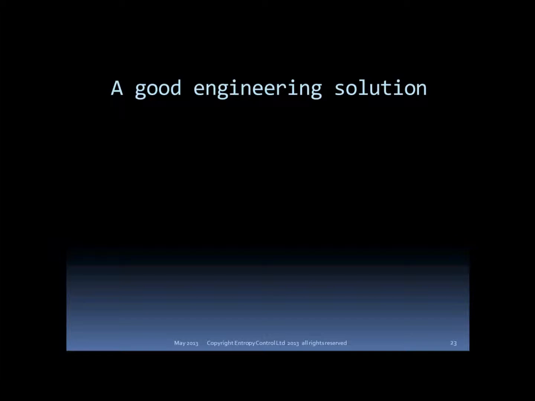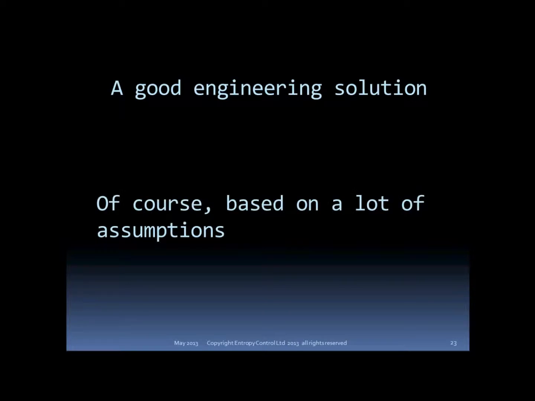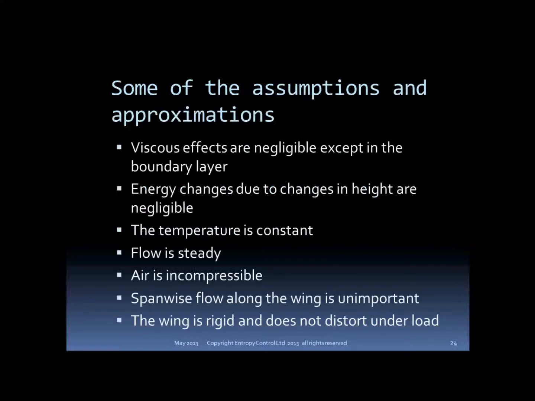So here is an engineering solution that works a lot better than in other disciplines, but it is not perfect. Only good enough, like all engineering solutions. Here are some of the assumptions that we've made. Viscous effects are negligible, energy changes due to height are small, the temperature is constant, flow is steady, air is incompressible, the spanwise flow doesn't matter, the wing is rigid and doesn't distort, and you can probably think of a few more.